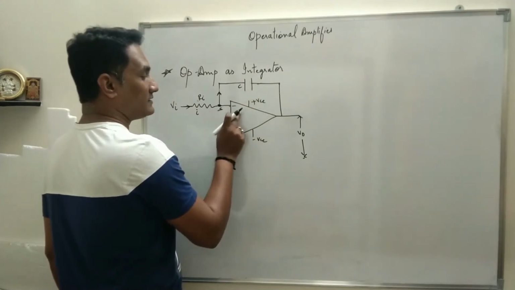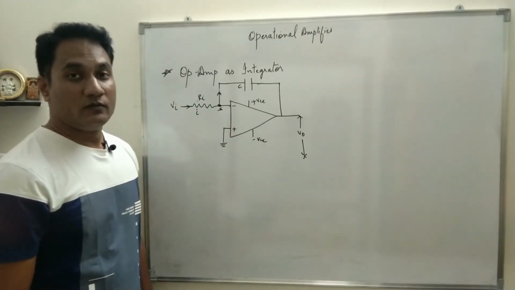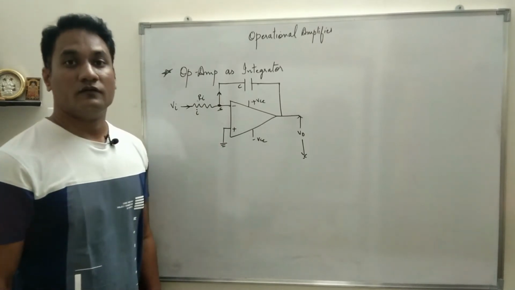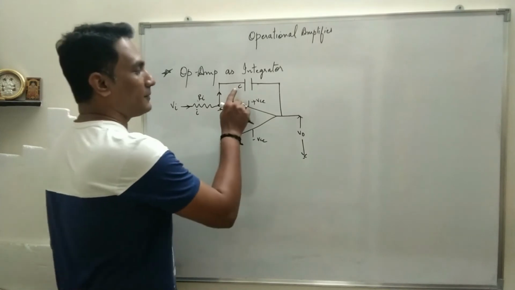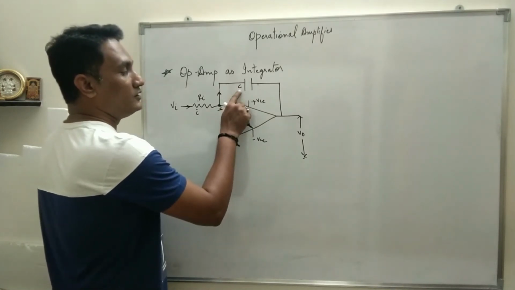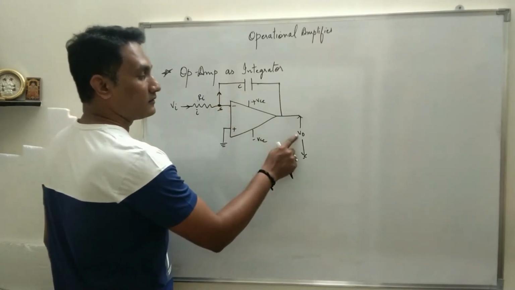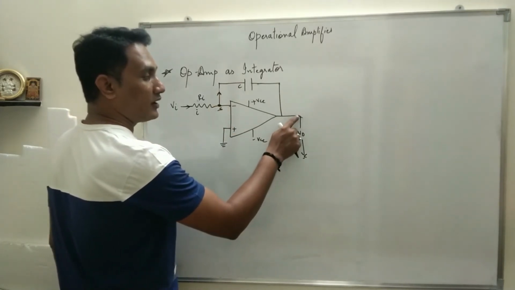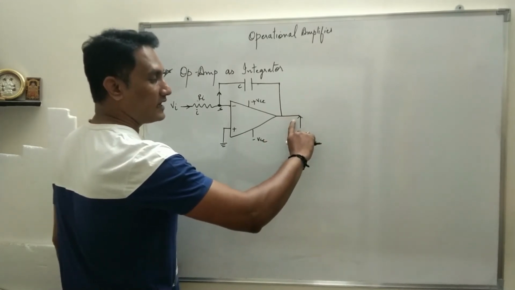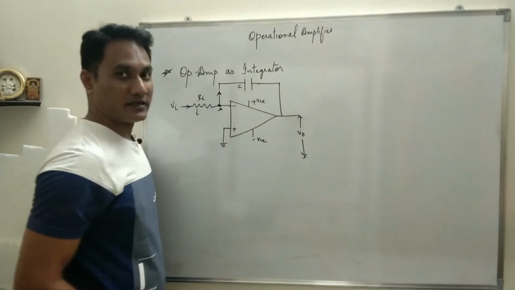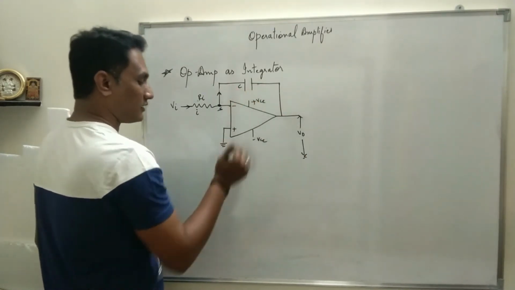The summing point, as the circuit is working in inverting mode, will be at virtual ground. That means the potential at this point will be 0. So the capacitor is connected between which two points? V0 and virtual ground, and the output is taken between this same point and ground. That means the entire output voltage drops across the capacitor, or I can say the output voltage is equal to the voltage across the capacitor.